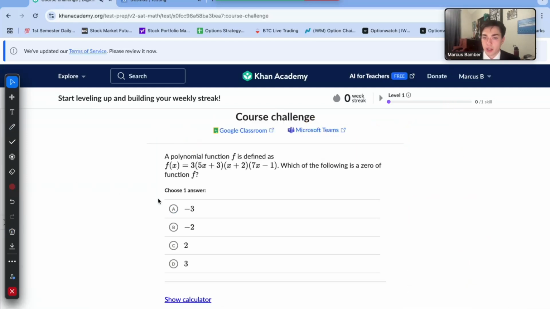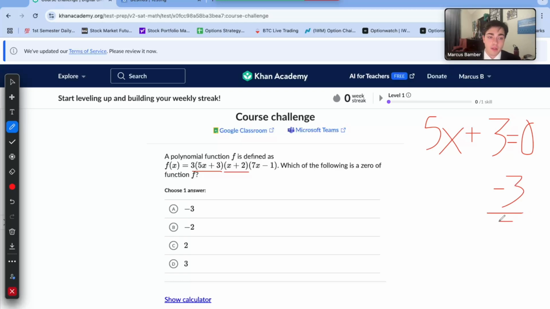Okay, a polynomial function is defined as this. Which of the following is a 0 of the function f? If you don't know already, each of these parentheses we can set equal to 0, and then that answer will be an x-intercept or a 0 of the function. So we're going to set each of these equal to 0 and find our 3 zeros, or our 3 x-intercepts for the equation. This first parentheses, we set it equal to 0, we move over the 3, it's -3, we divide by 5, we're left with x is equal to -3 over 5.